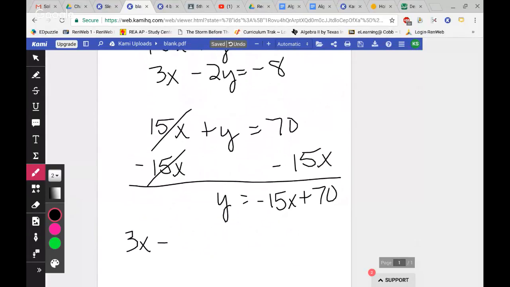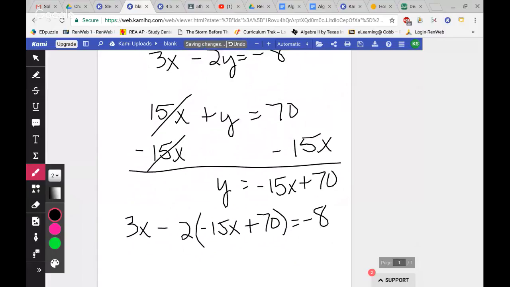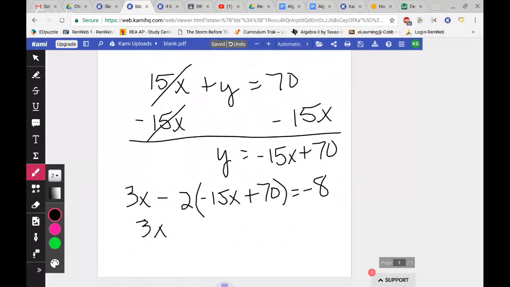So 3x minus 2, and then there's a y there, so I'm going to plug in this negative 15x plus 70 equals negative 8. So now I'm going to distribute. Negative 2 times a negative 15x is a positive, positive 30x. Negative 2 times 70 is a negative 140 equals negative 8.